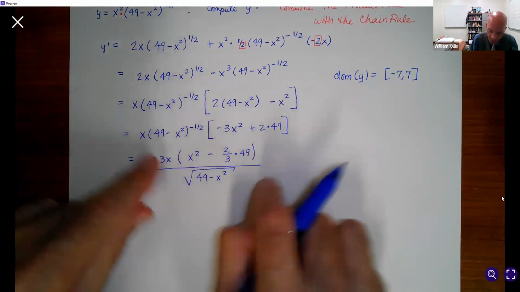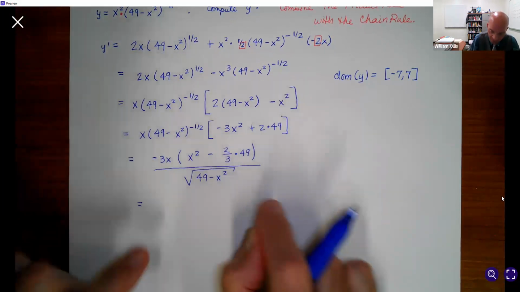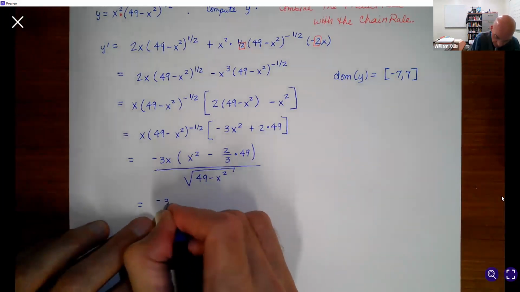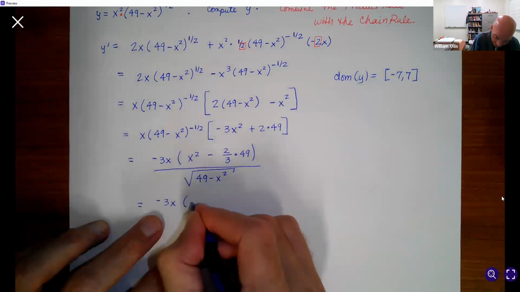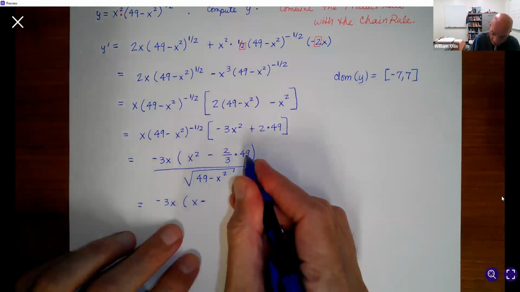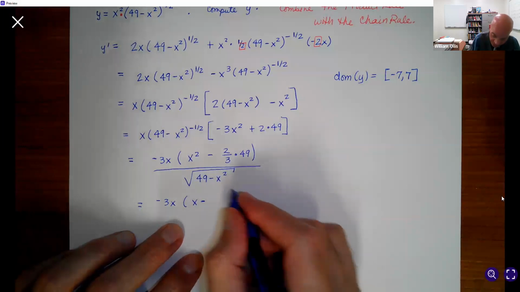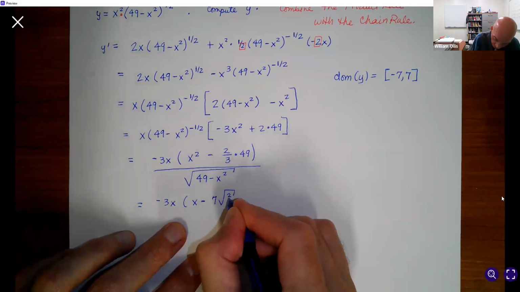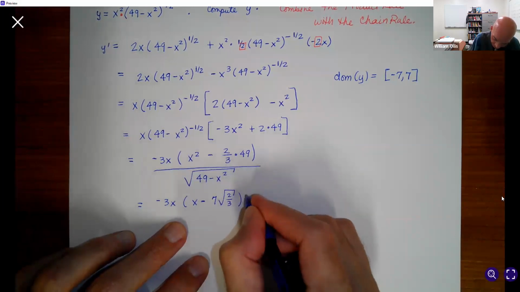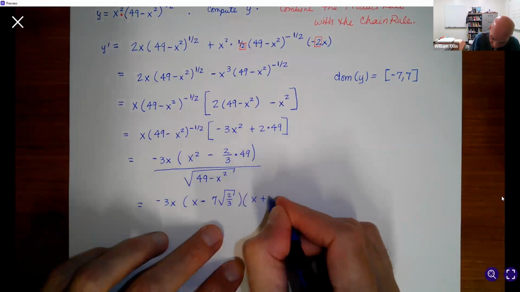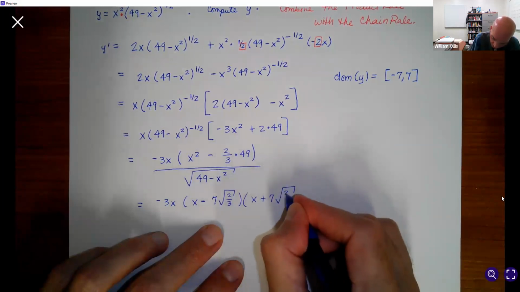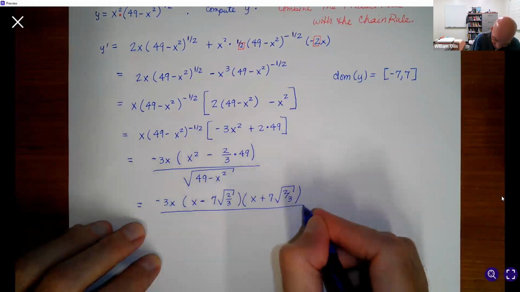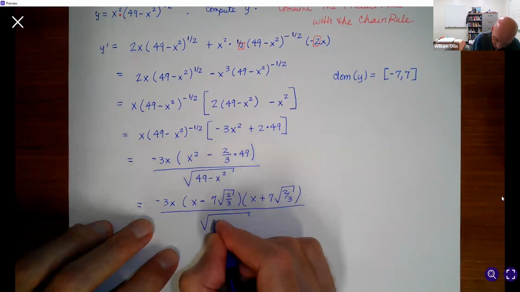So if you wanted to stop your derivative right here, you could, but I'm going to keep moving on to write this as a difference of 2 squares. So -3x and then x minus, of course, the square root of 49 is 7, so this will be 7 times the square root of 2/3. And then we have x plus 7 times the square root of 2/3. And then we have the square root downstairs.